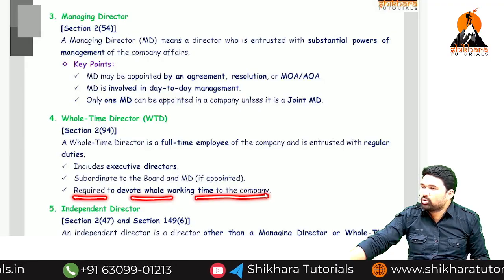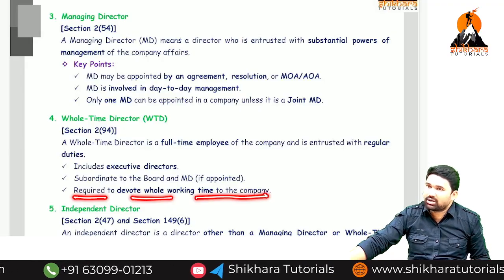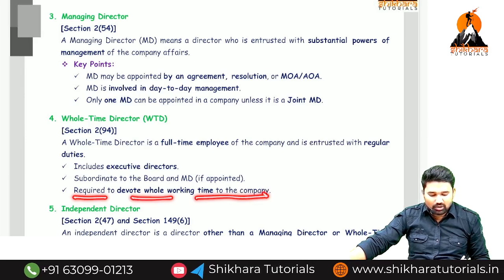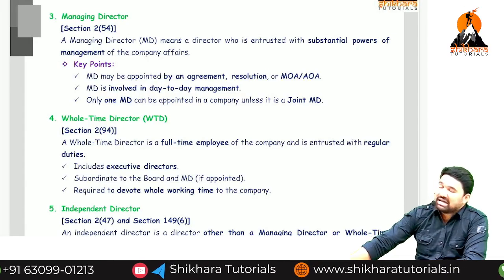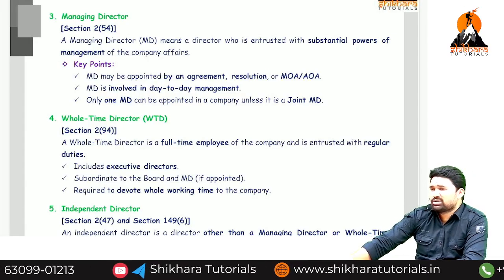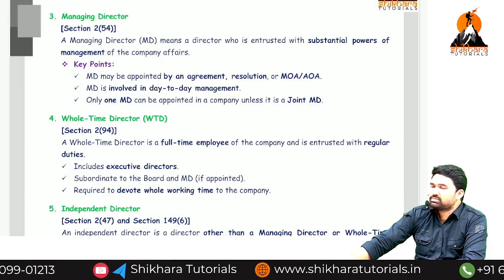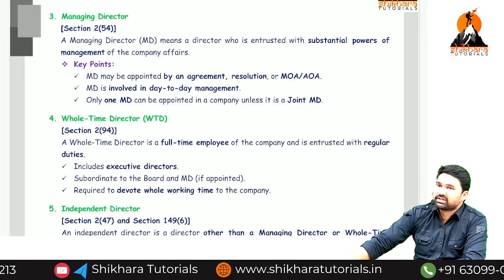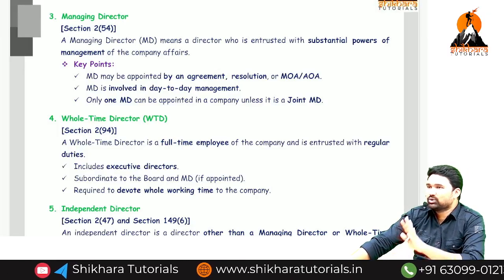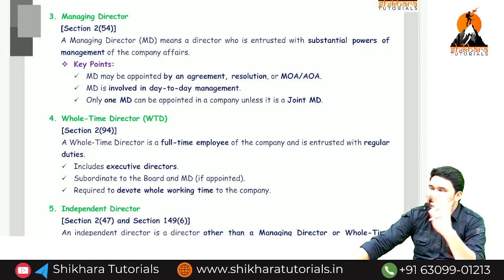He is required to devote. Devote means invest or allocate whole working time to the company. You may act as director with 10 companies. Yes, possible. 15 companies, possible. 18 companies, possible. 20 companies, possible. 21 companies, not possible. I'll tell you how many companies are allowed at a later point of time.